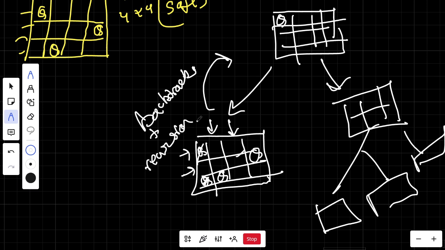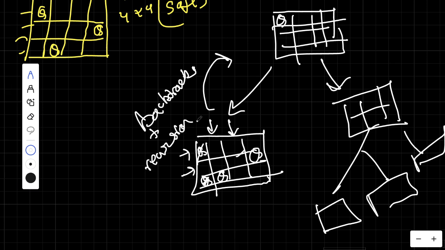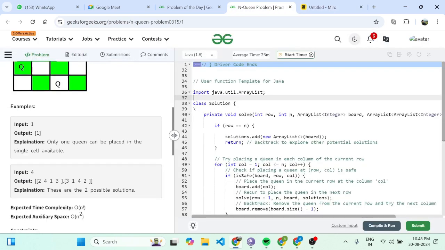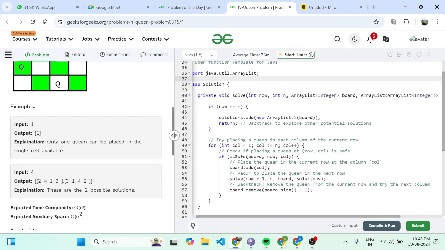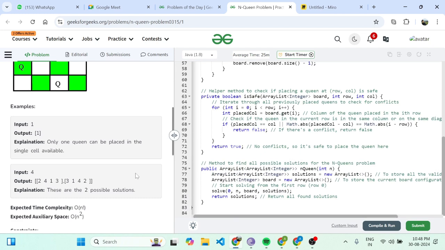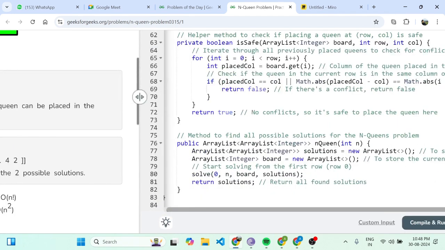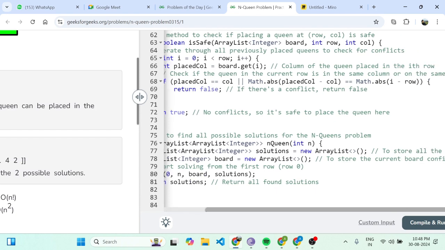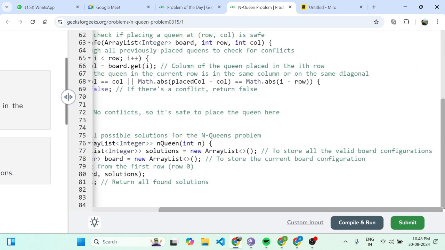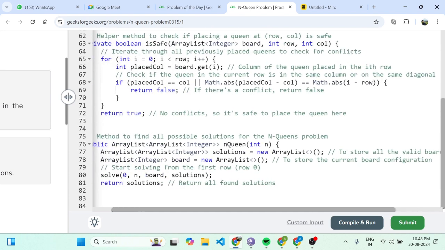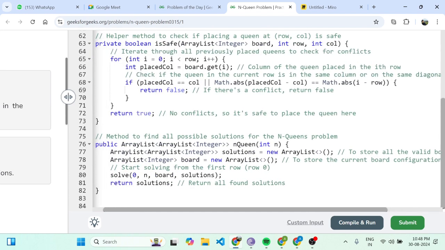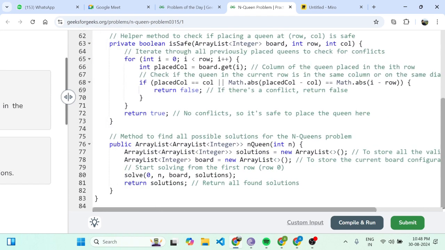Okay, so let us go to the code and explain the code and strategy. So here is the code. First we will be given this particular function, an array list. The function will return an array list of type integer, nQueen. This is the method to find all possible solutions for n queens. We are taking a solution in the array list. Our list will store all the solutions, that is, all valid board configurations. After that, we are making a blank board to store the current board configuration. Then we will start solving from the first row.